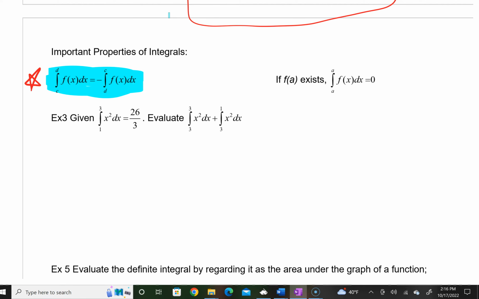Now that can sound a little funny at first, but think about it. If you're reversing, if instead of going from like 3 to 10, you're going from 10 to 3, your delta x would have to be negative to get that. So you could just pull a negative out in front. And then that would always work out.